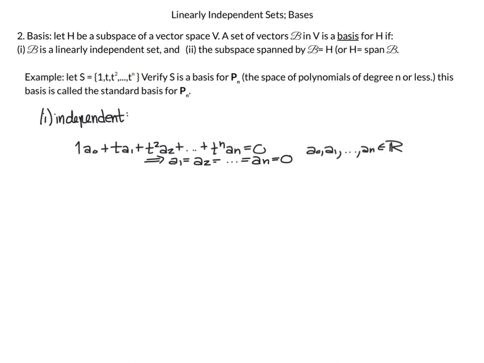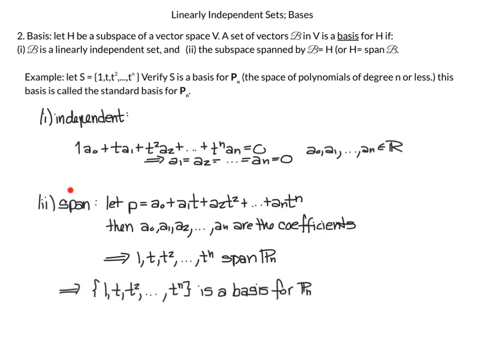And if you remember from algebra how you would solve this, because it's equal to 0, that must mean all of these coefficients equal 0. To show that they span, let p be a random polynomial, an arbitrarily chosen polynomial in the space Pn of degree n or less. So that'll look like a coefficient plus a coefficient times t plus a coefficient times t squared, up to a coefficient times t^n. Then a0, a1, a2, up to an are the coefficients. And so essentially, all of our polynomials of degree n can be written in this form, and therefore 1, t, t squared, up to t^n span Pn.